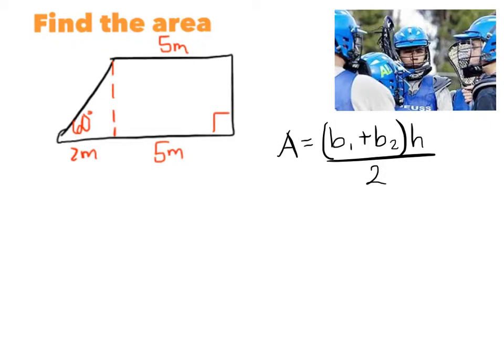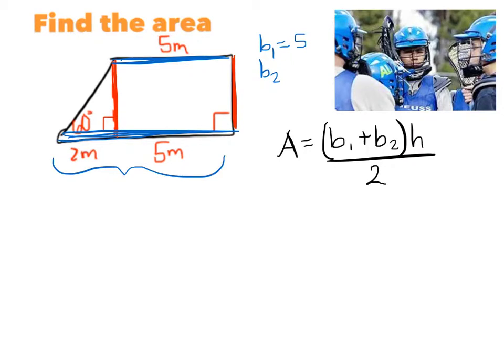The height makes a 90-degree angle, so I could choose this value here or this value here. Those are the 2 places I'm going to be looking. And that means the base is perpendicular. So here's one base, and here is my other base. What I notice is I do have one base as being 5. I have base 2 as this entire value, which is 7, but I don't have a height.